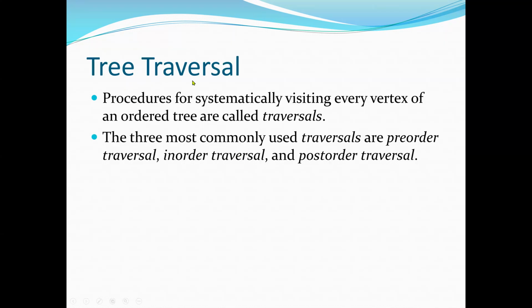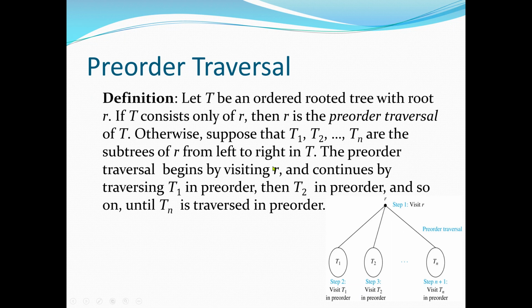First we start with the tree traversal definition. As we said, traversal means how we can visit each vertex or node in a tree. The procedures for systematically visiting every vertex of an ordered tree are called traversals. The three most commonly used traversals are pre-order traversal, in-order traversal, and post-order traversal. Also, we have one method called level order traversal. This topic is covered in the data structures course, and we are not going to discuss it in this course.